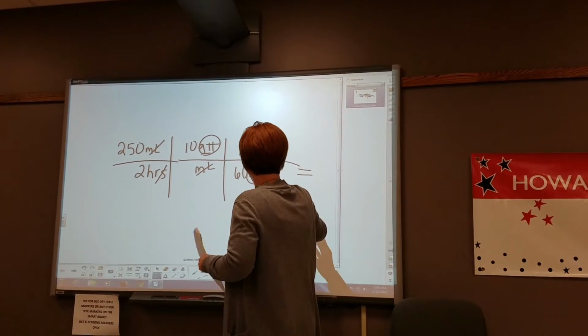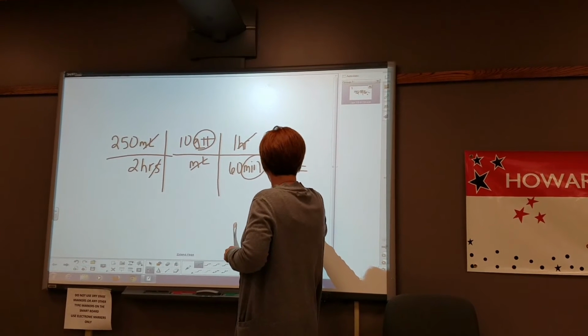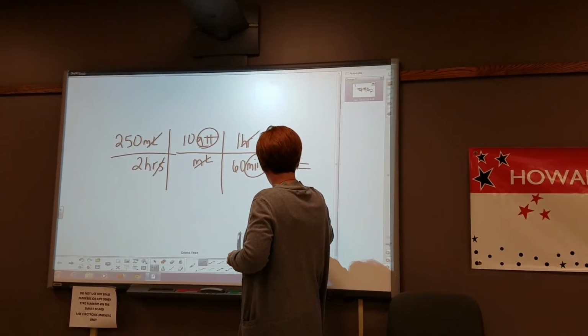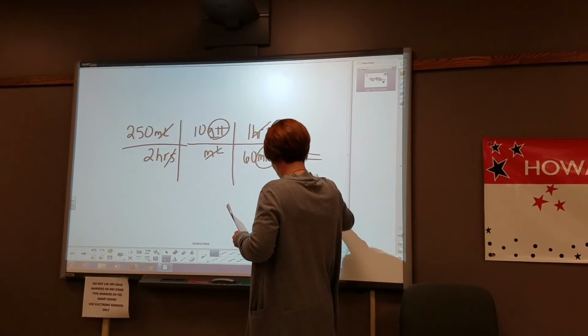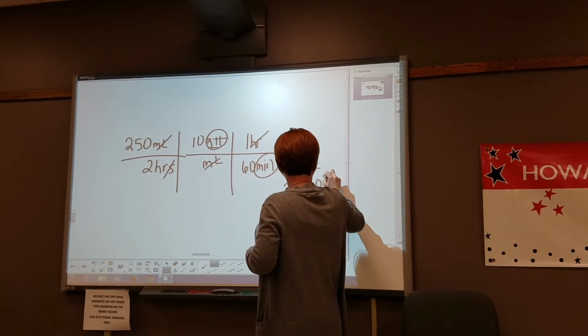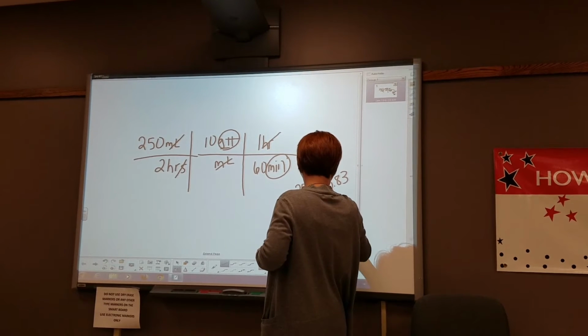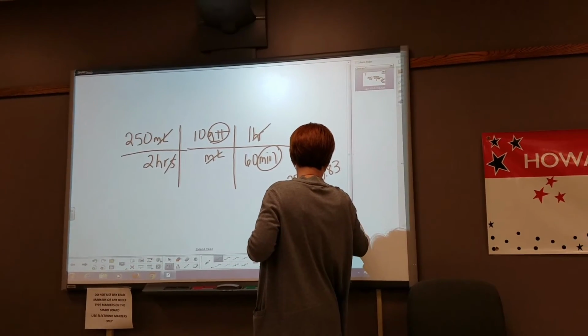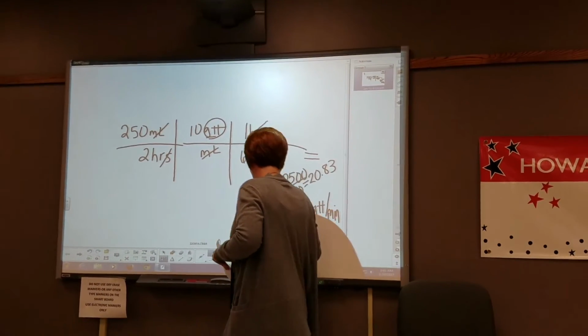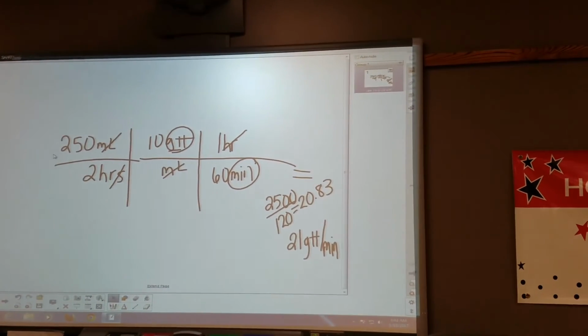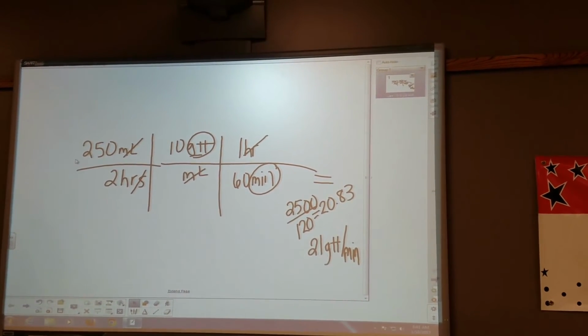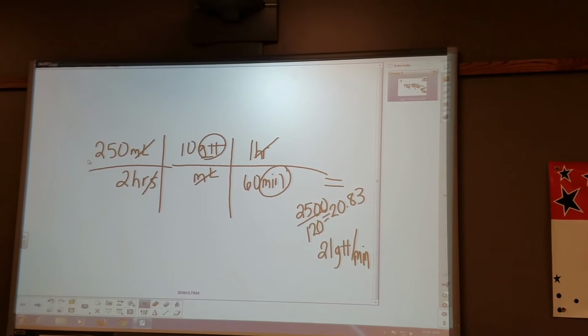So when you multiply that out, you get 2,500 over 120, which I got 20.83. Is that what y'all got? And then I rounded it up to 21 drops per minute. Did everybody get that? Awesome.